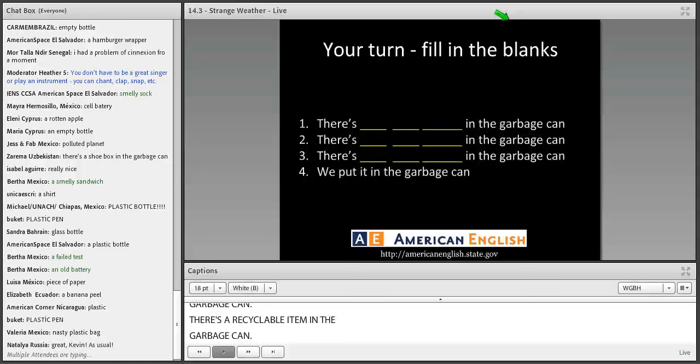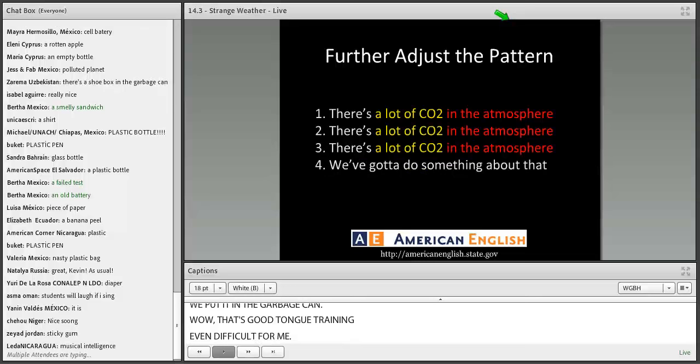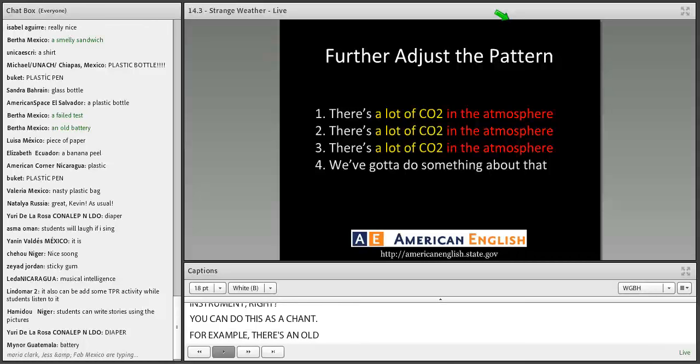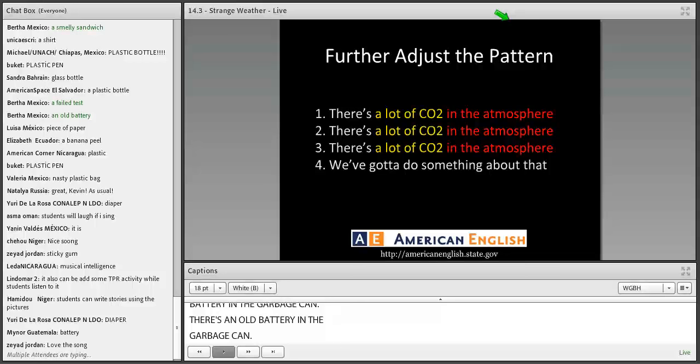Now, you don't need an instrument, right? You can do this as a chant. For example, there's an old battery in the garbage can. We put it in the garbage can. And we can further adjust the pattern to change more of the words.